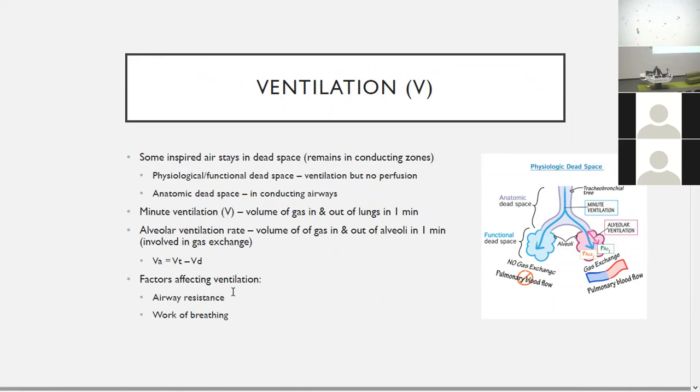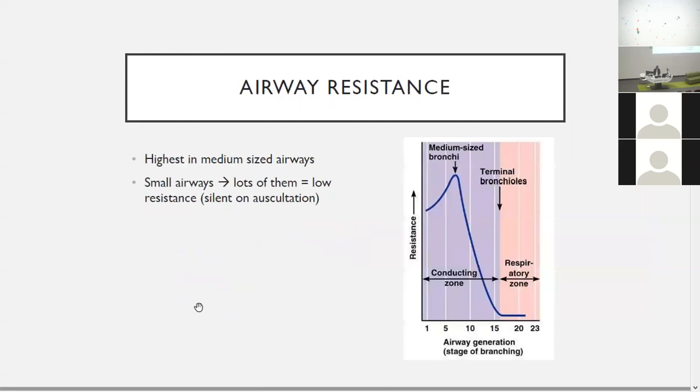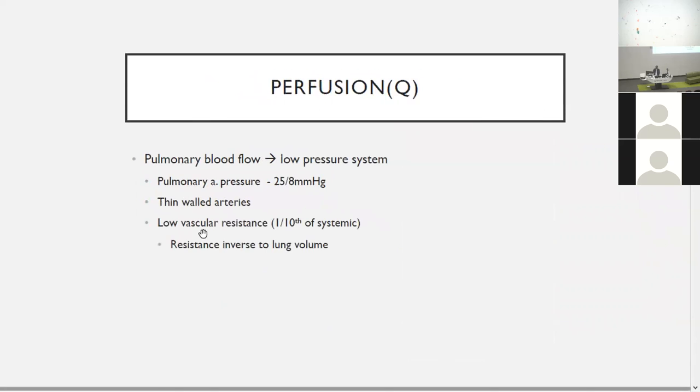And factors that affect ventilation: your airway resistance, how narrow or wide your airways are, and the work of breathing. This shows that medium-sized bronchi have the highest resistance. So, a typical asthma question: which airways would you have problems with in asthma? These are the ones. Small airways are not very resistant because there are so many of them, so they have a high surface area.